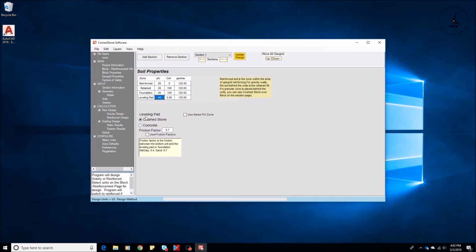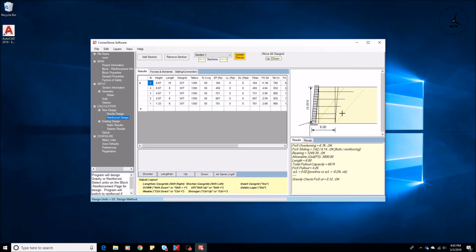Leveling pad, if we assume we have a crushed stone leveling pad, that's going to be like a 57 stone, 3/4 inch crush, granular material, 130 pounds per cubic foot. We typically design with that. We can also design with a concrete leveling pad, which is going to have zero friction, but then has a high cohesion, somewhere around 3,000 psi, and 140 pounds per cubic foot. That will impact the sliding resistance on the leveling pad.